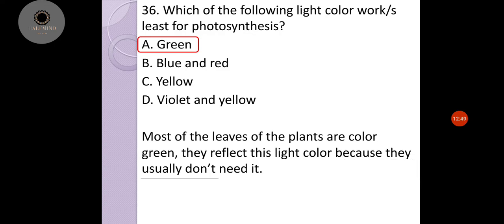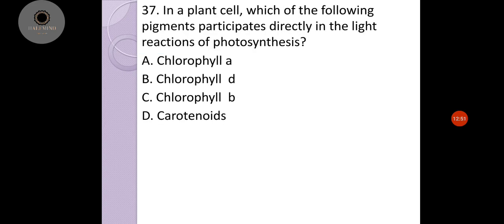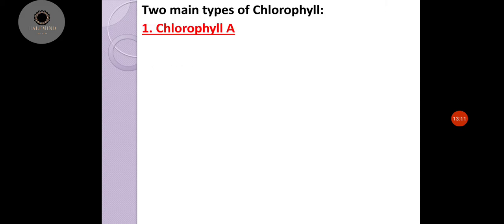Okay? Number 37. In a plant cell, which of the following pigments participates directly in the light reactions of photosynthesis? A. Chlorophyll A, B. Chlorophyll D, C. Chlorophyll B, D. Carotenoids. Now, ano ba itong mga chlorophyll na to? So let's talk about this. So there are many chlorophyll pigments in the plants, but there are two main types of chlorophyll. So we will just talk about chlorophyll A and chlorophyll B for now.